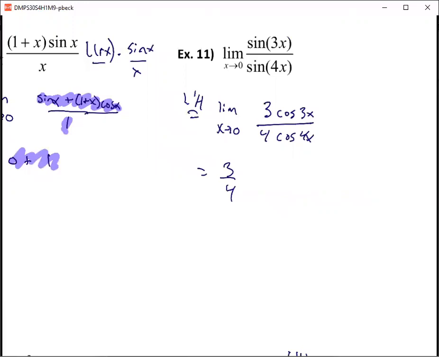Anyway, these problems, to do them properly, we would have to turn this into sine of 3x over x times x over the sine of 4x and do some work with that. But L'Hopital's rule saves us all that additional work. So the derivative of the numerator is 3 cosine 3x, derivative of the denominator is 4 cosine 4x. So now when we plug in 0, we do get 3/4.